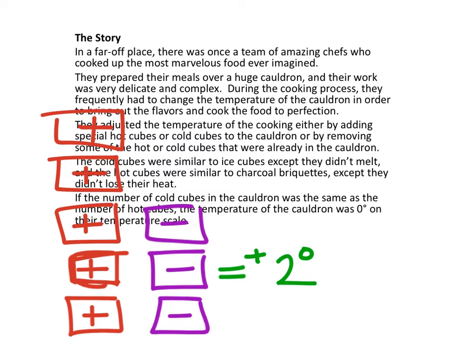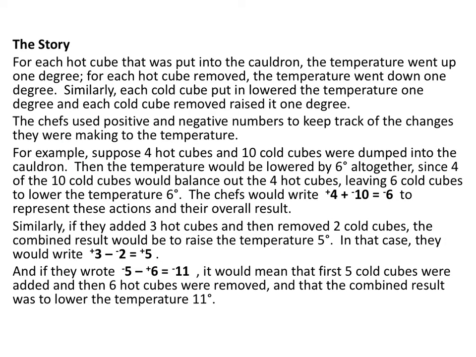But yeah, this particular example, if this was what was in the cauldron, would read as positive 2 degrees. For each hot cube that was put into the cauldron, the temperature went up 1 degree. For each hot cube removed, the temperature went down 1 degree. And hopefully that makes sense too, you guys, as we take hot cubes out, it also removes temperature from the cauldron. Similarly, each cold cube put in lowered the temperature 1 degree, but if you take cold cubes out, it raises the temperature.